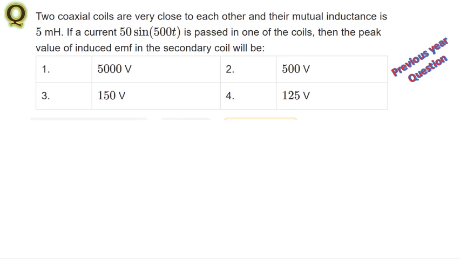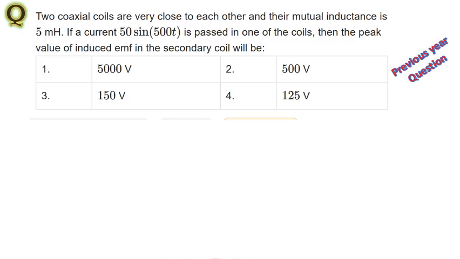This one is a little important; it is a frequently asked question. Two coaxial coils are very close to each other, and the mutual induction is 5 millihenry. If a current I equal to I naught sine omega t, here 50 sine omega t, is passed through one coil, then find the peak value of the induced EMF.